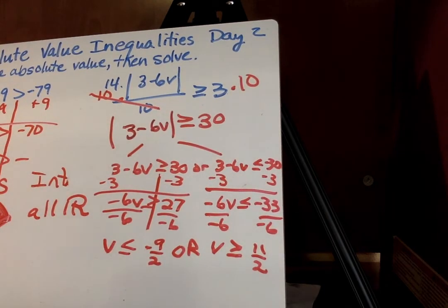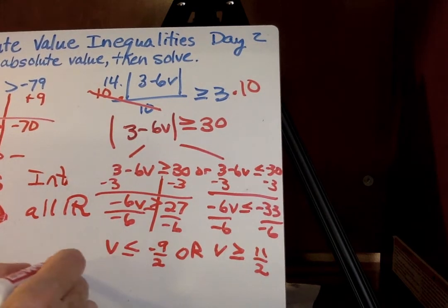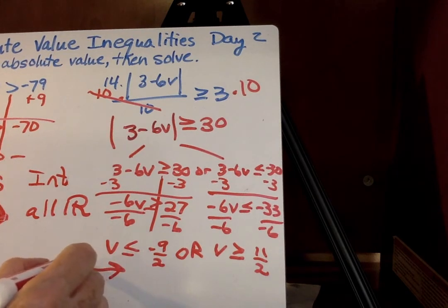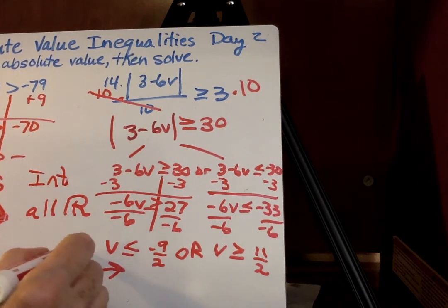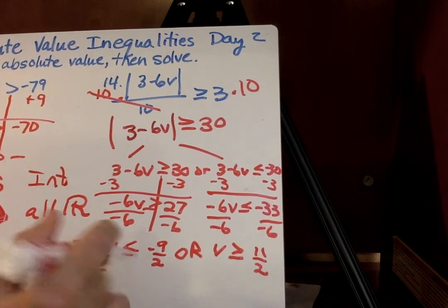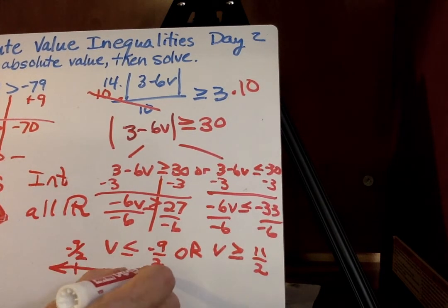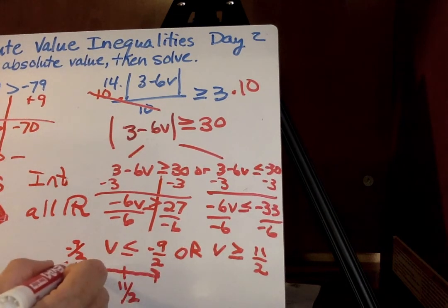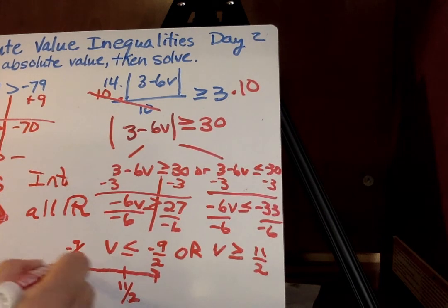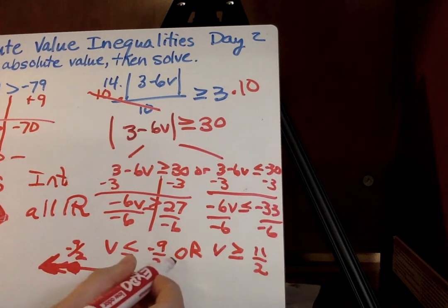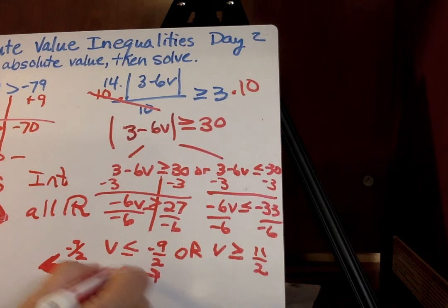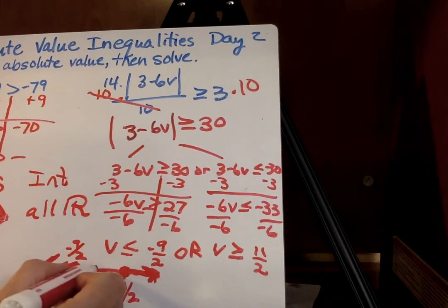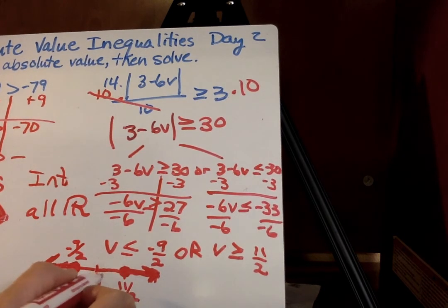Okay. All right, so now we have our number line, and we said it's less than negative 9 halves. Better make this bigger. Less than or equal to, if it's or equal to, it's a colored dot. Or it's greater than or equal to 11 halves. And we know that 0 is somehow almost in the middle of those two.